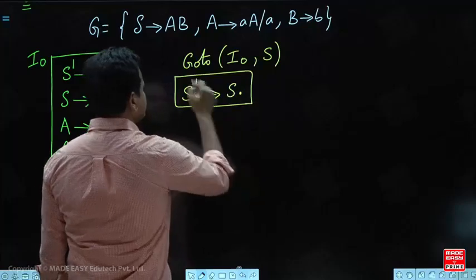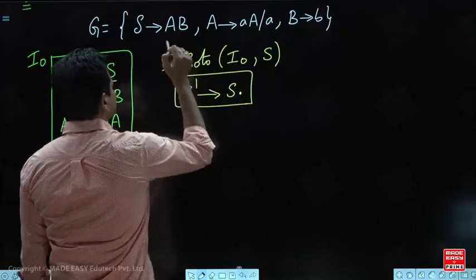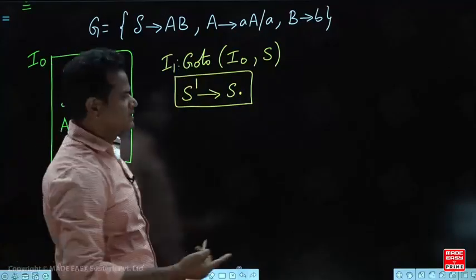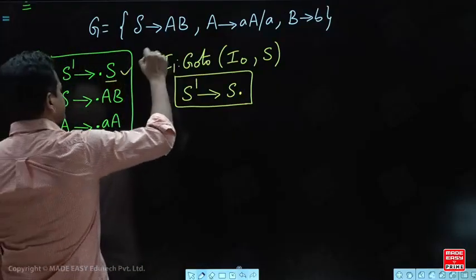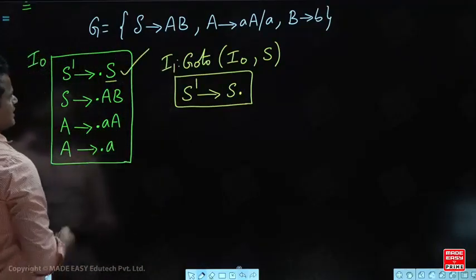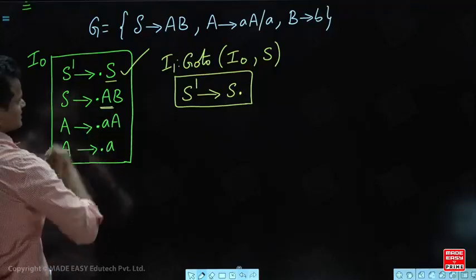Now name this as some I1. Whenever you are giving the names, better you give them in order. So this is I naught, this is I1. So this part is done. This part is done. Now what is the next shift symbol?